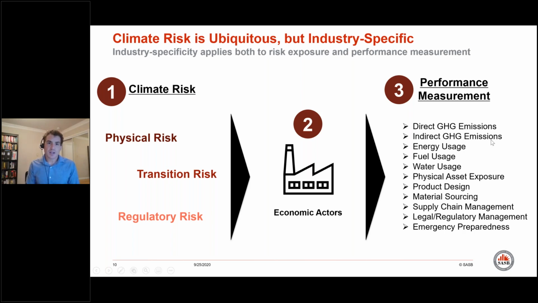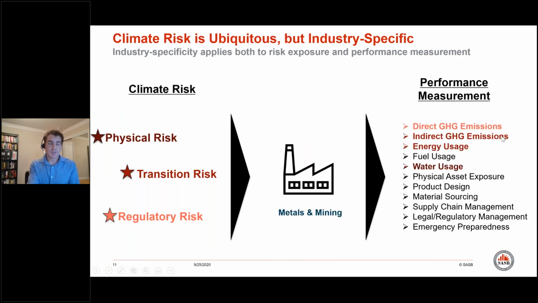And then third, depending on the specific way in which a given industry is exposed to and subsequently manages climate risk, the way that performance gets measured will vary, ranging from measuring emissions to energy or fuel usage to water usage or other types of performance measurement.